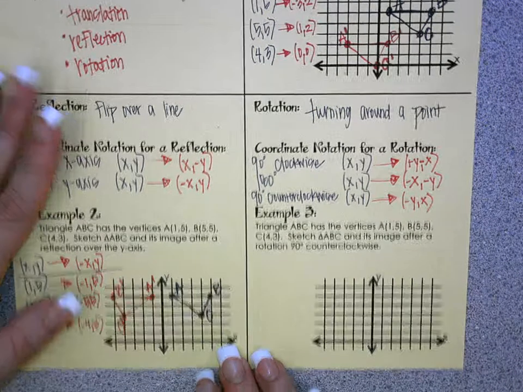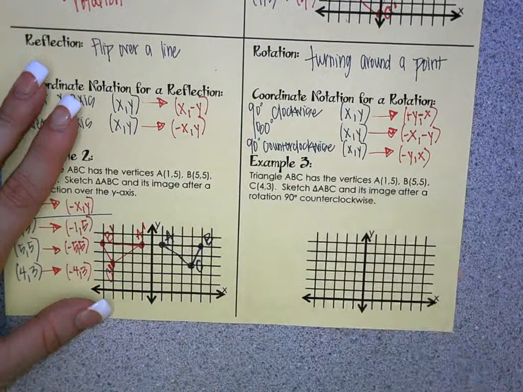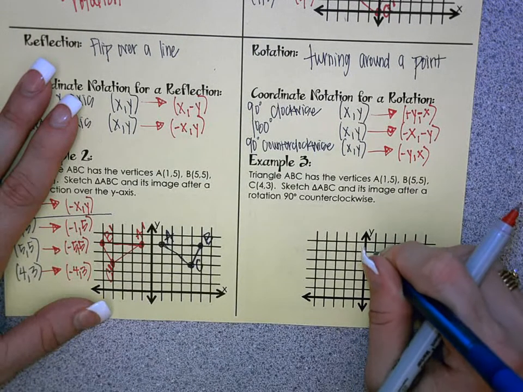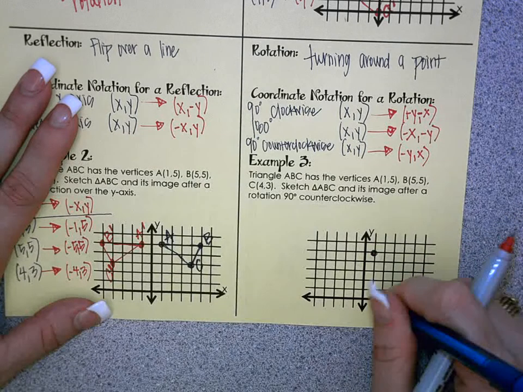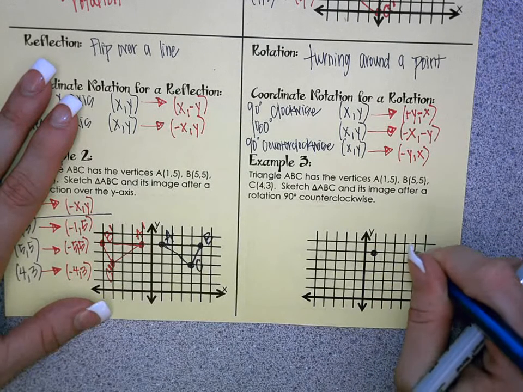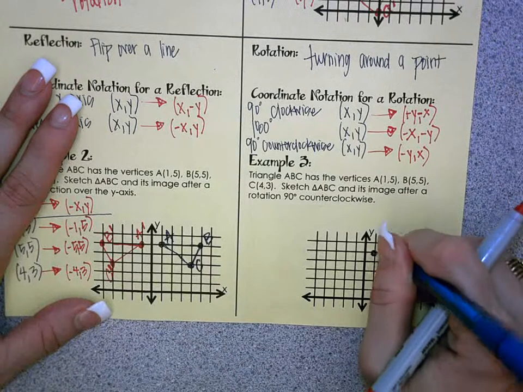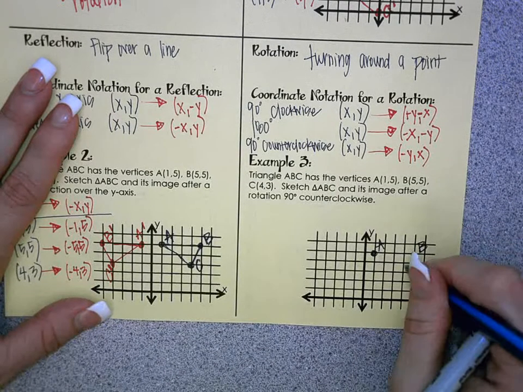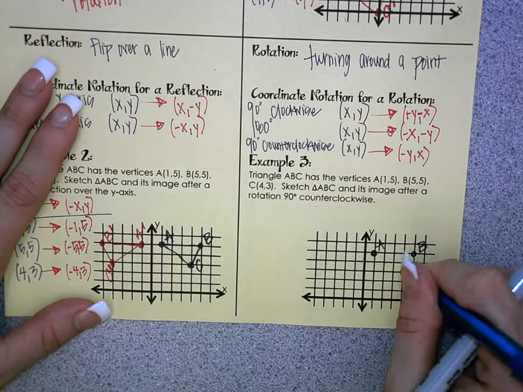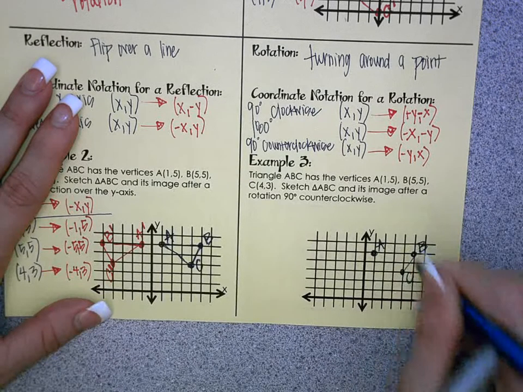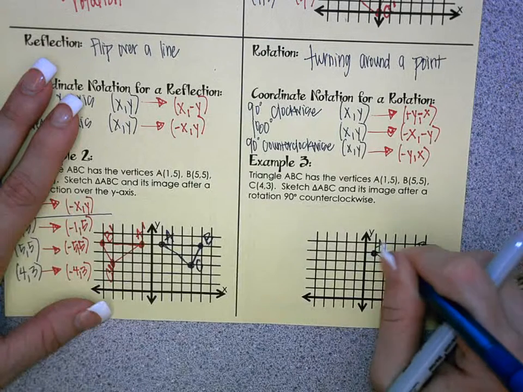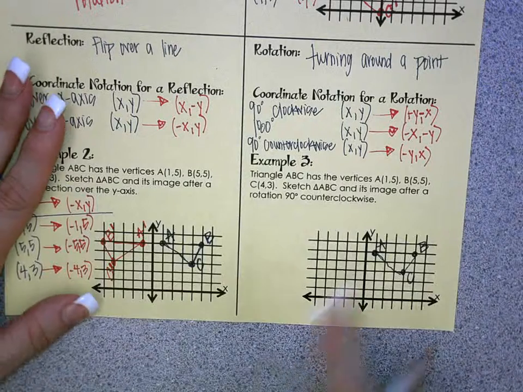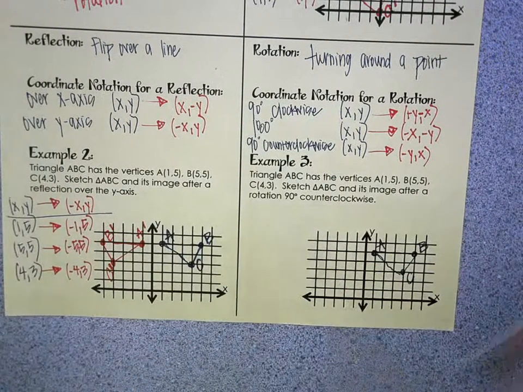So the way to draw this is, again, we're going to sketch that same triangle. So your A point is over 1, up 5. It's going to be the exact same triangle we've been working with. B point is over 5, up 5. And then your last point, your C point, is over 4, up 3. It's still going to be the exact same points. Same vertices. Now, this one says a rotation 90 degrees counterclockwise.